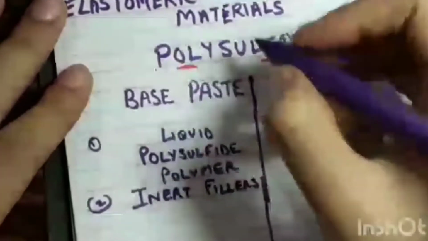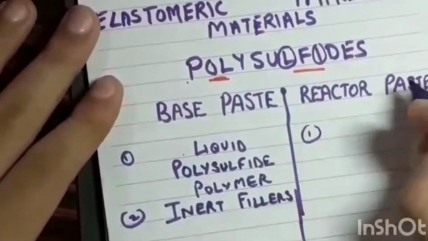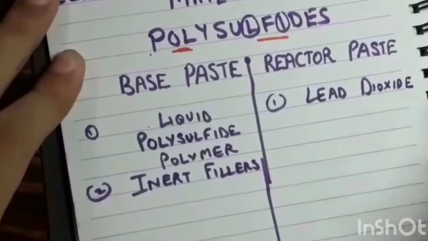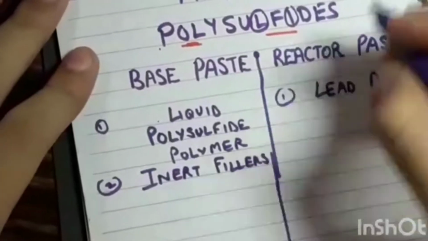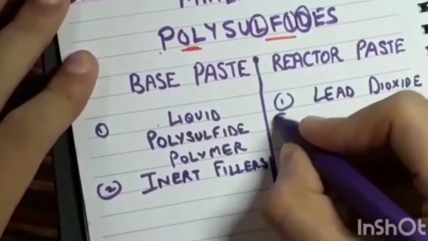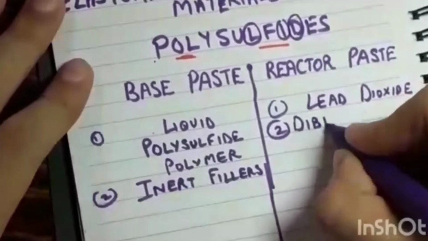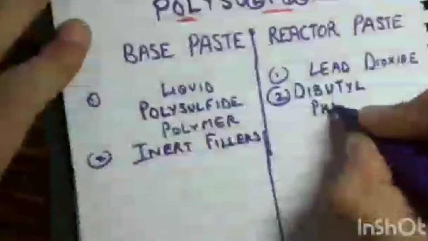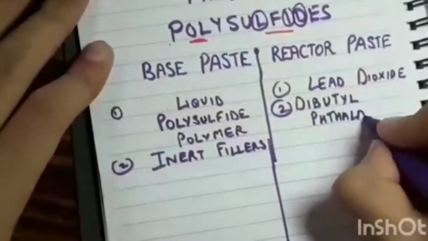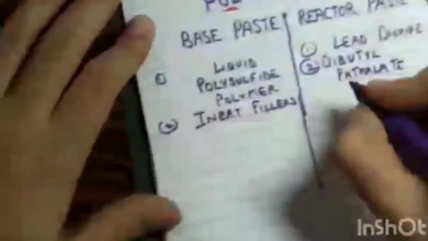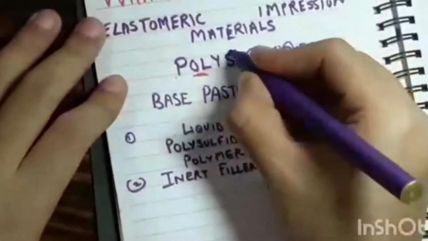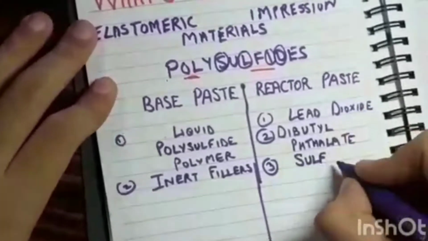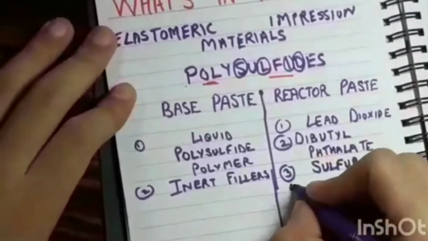Then we come to reactor paste. First ingredient in reactor paste is, we'll take the letter L. It is lead dioxide, which reacts with the polysulfide polymer. The next one, we'll get the letter D, which is dibutyl phthalate. Here both the letters P and H are silent. And the third one is, we'll take the letter S, which stands for sulfur.